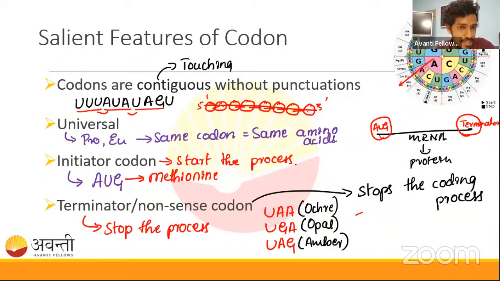Manisha, don't get confused. One codon codes for one amino acid, but one amino acid can be coded by several codons. Understood? Think about something like this: UUU always codes for phenylalanine, right? But phenylalanine can be coded by two codons, UUU and UUC.